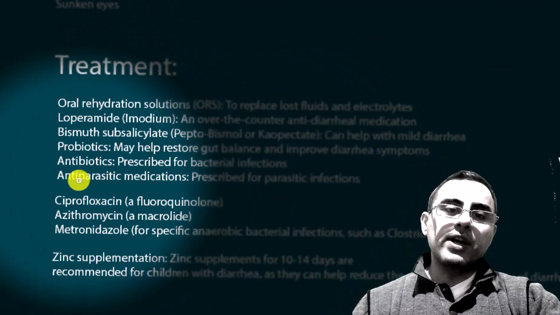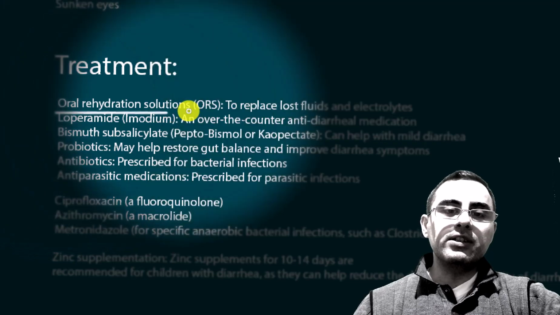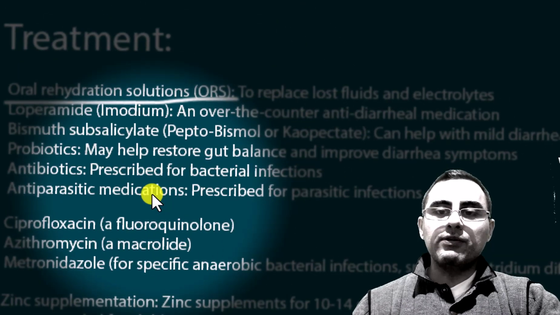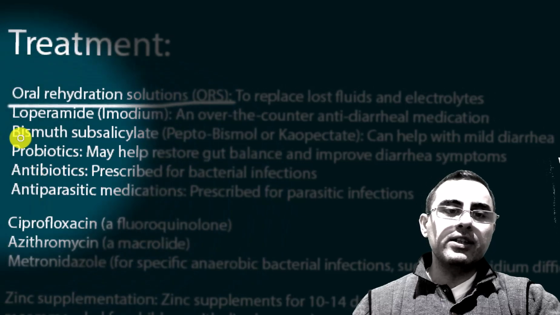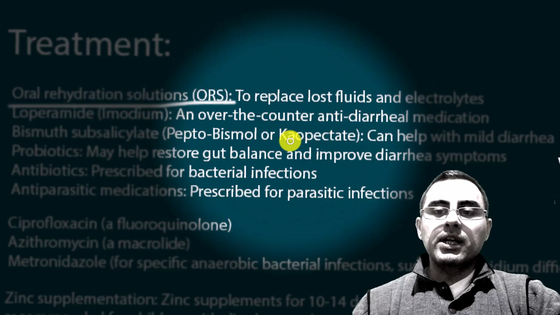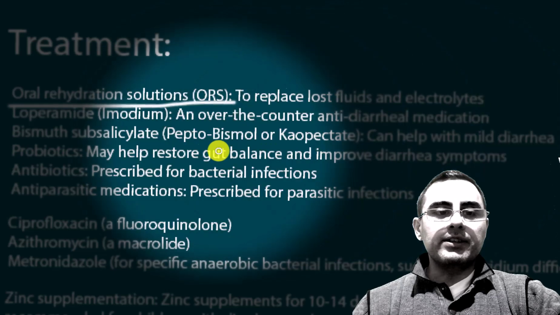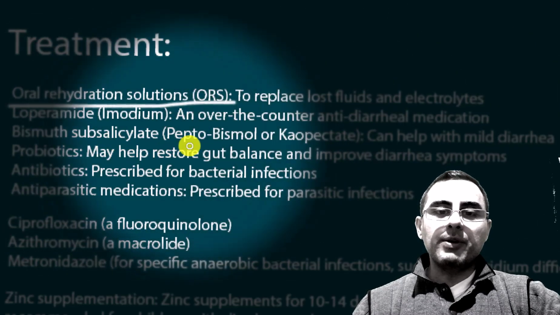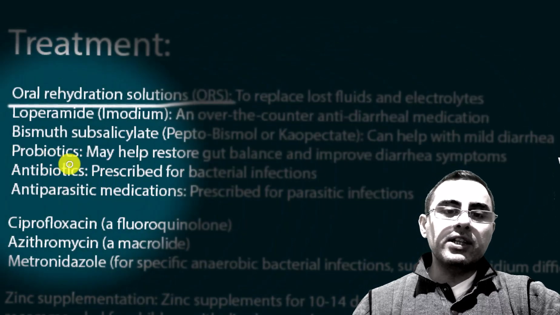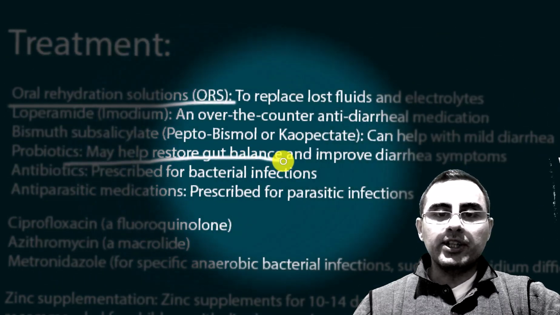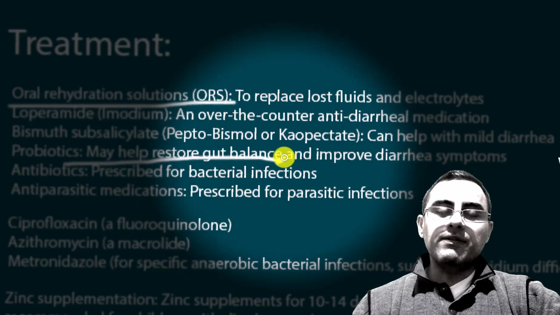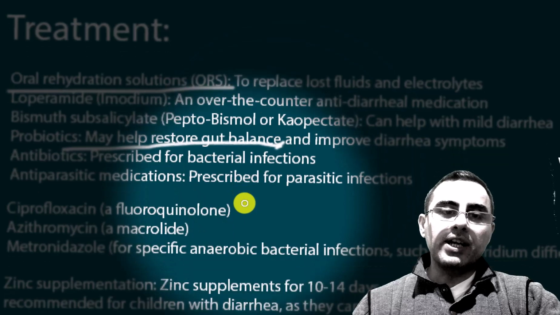Treatment of diarrhea includes oral rehydration solutions, which are important to replace lost fluids and electrolytes, loperamide, and other antidiarrheal drugs such as bismuth preparations, which sometimes can help. Probiotics also help and are important to restore gut balance, especially if diarrhea is caused by antibiotics.